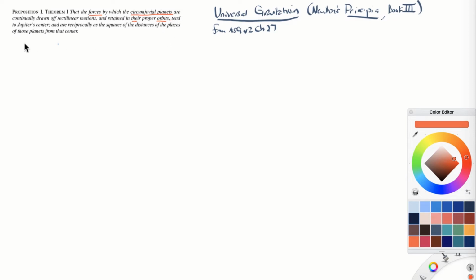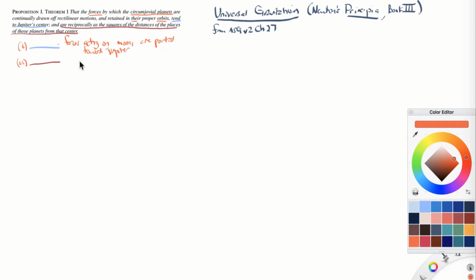First of all, he's going to make 2 claims. First, and I'll underline this in blue, these forces tend to Jupiter's center. So that's the blue comment. And the second point that he's making here, and I'll make this the brown point, is that these forces are reciprocally as the squares of the distances of the places of those planets from that center, right here. So I guess I could summarize this. The forces acting on the moons are pointed toward Jupiter.